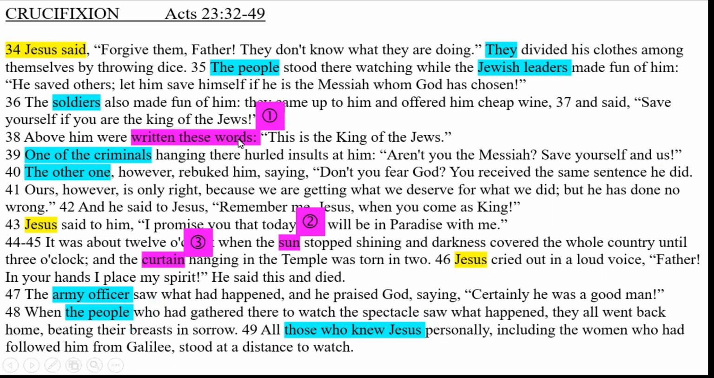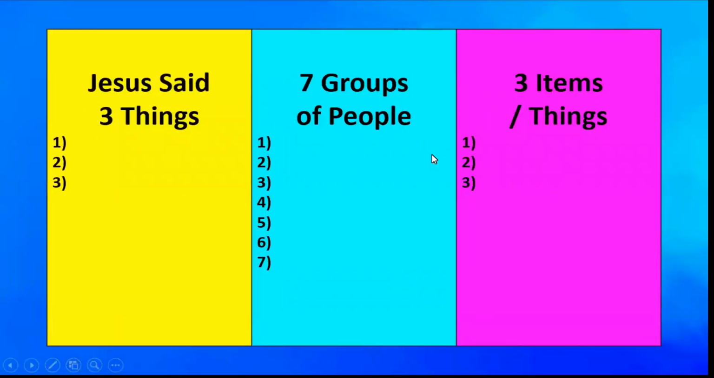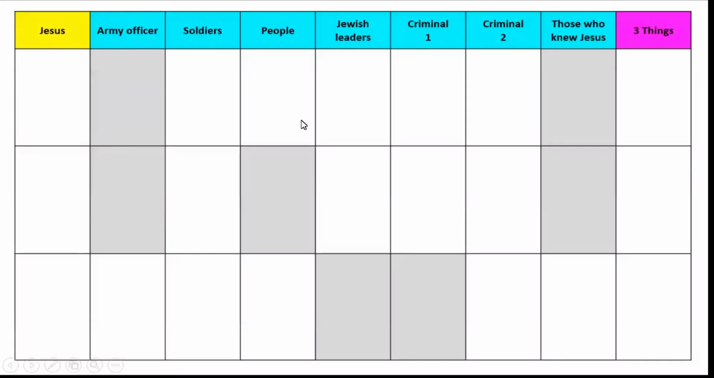Lastly, the one that is highlighted as red, they are items and things. Altogether, there are 3 things, okay? And if we put them together like this in the middle portion, we'll be able to see that Jesus says 3 things. There are 7 groups of people and 3 things happen, all right? So if you downloaded this, you will notice that the first part is Jesus, 3 things that he's mentioned. And the 7 groups, 1, 2, 3, 4, 5, 6, 7 groups of people and the things they say and do. And lastly, on the right hand side are the 3 things that are being mentioned.